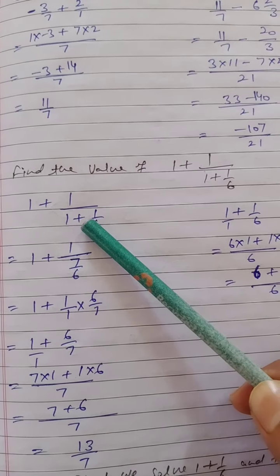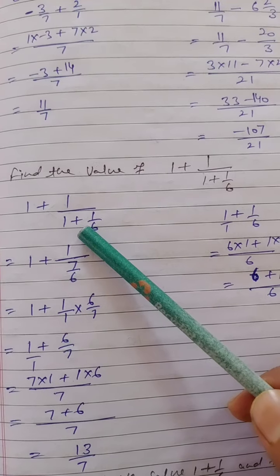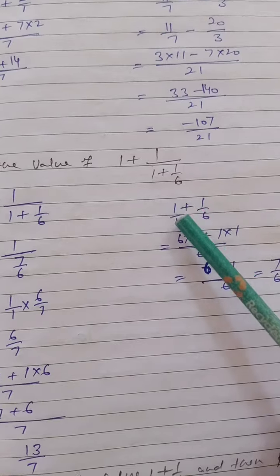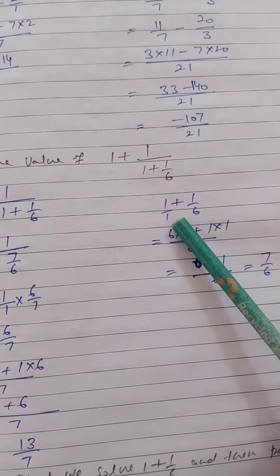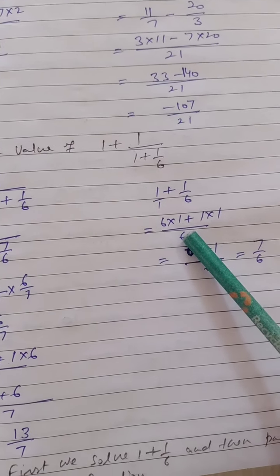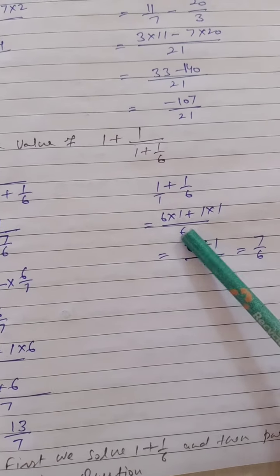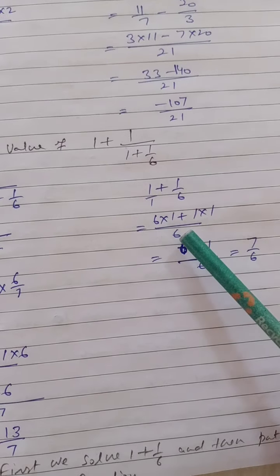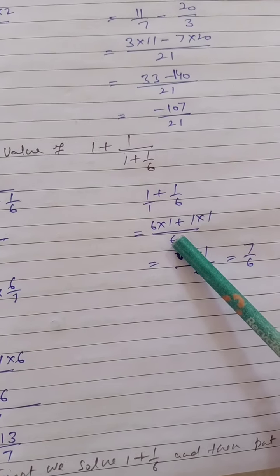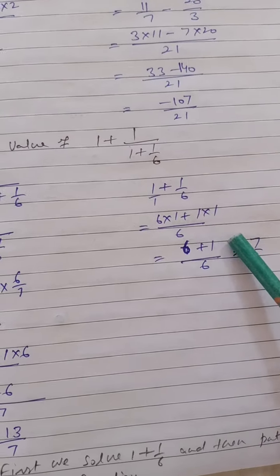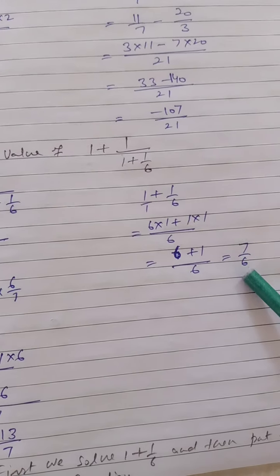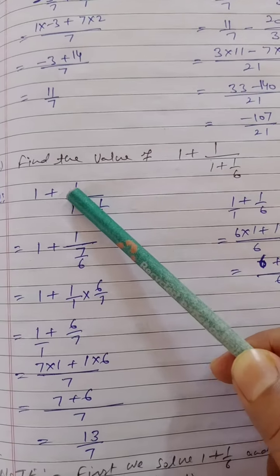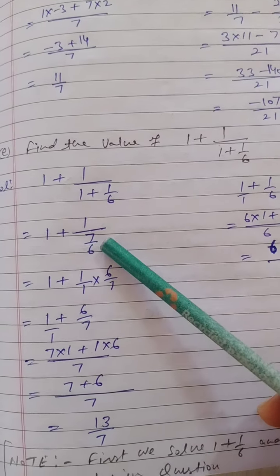So I have solved this denominator here. 1 plus 1 by 6, 1 can be written as 1 by 1, and we will take the LCM of 1 and 6. So this 6 is divided by 1 and multiplied with 1. We will get 6, and then 6 divided by 1, we will get 1 into 1 here. So we are getting 7 by 6 after solving that denominator. We replace this value in place of this. So we have replaced it.